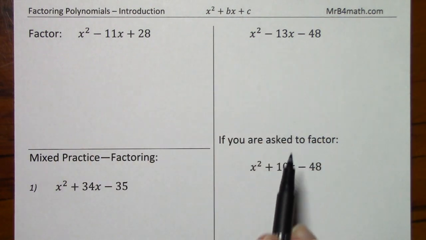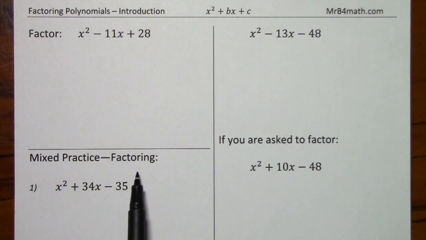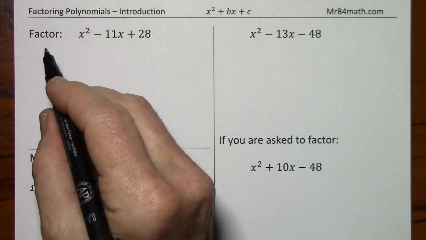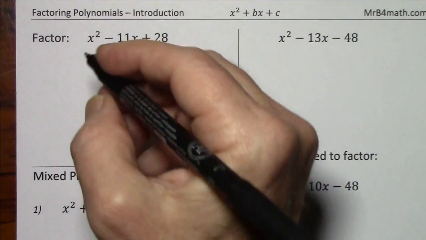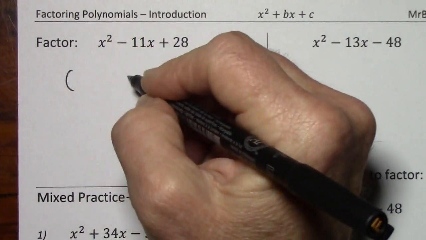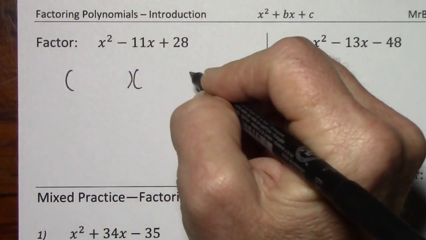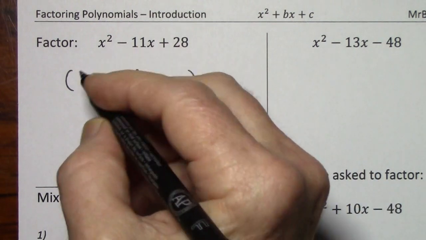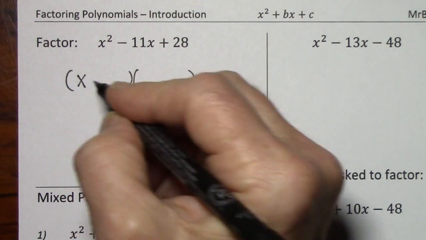I'll go over three more examples before we try a little mixed practice with five additional problems. So if you're asked to factor this trinomial, you're going to write it as something times something. You can take care of x squared without much trouble.